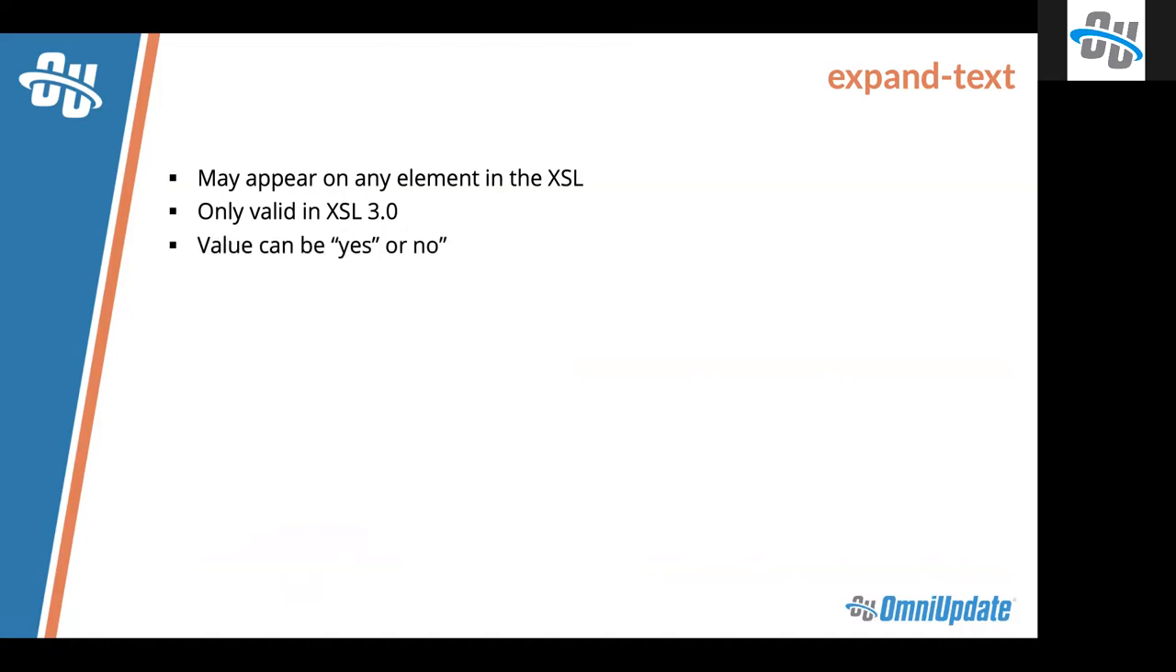There are two options with expand text. It's either a value of yes or a value of no. The default, of course, is no if it's not defined. So that's where expand text equals yes would come into play. So what does XSL expand text do? It determines whether the nodes below it will be treated in a similar fashion to XSL value-of.